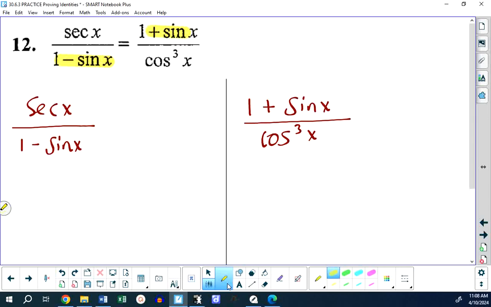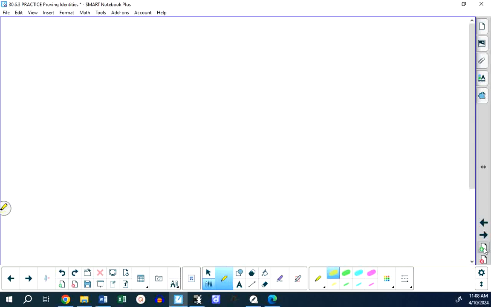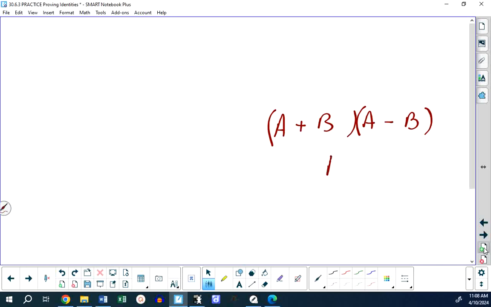We're not doing this as part of the proof. I'm trying to teach you something here. Conjugates are things like A plus B and A minus B. They are conjugates of each other. And what makes them important in algebra is when you multiply conjugates together, you get a difference of squares. All right?